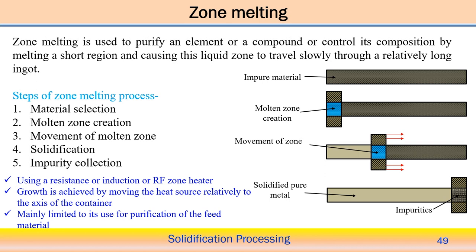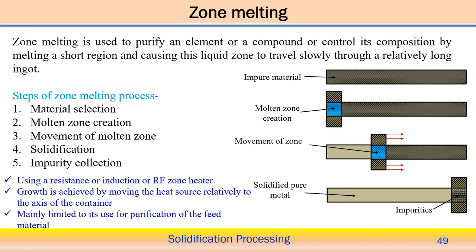Zone melting is basically used to purify an element or compound, or to bring uniformity in the composition of a component. It tries to control the composition. It is a very simple and convenient method, and that is why it has a huge impact and is always used industrially. So in principle it works on this basis.